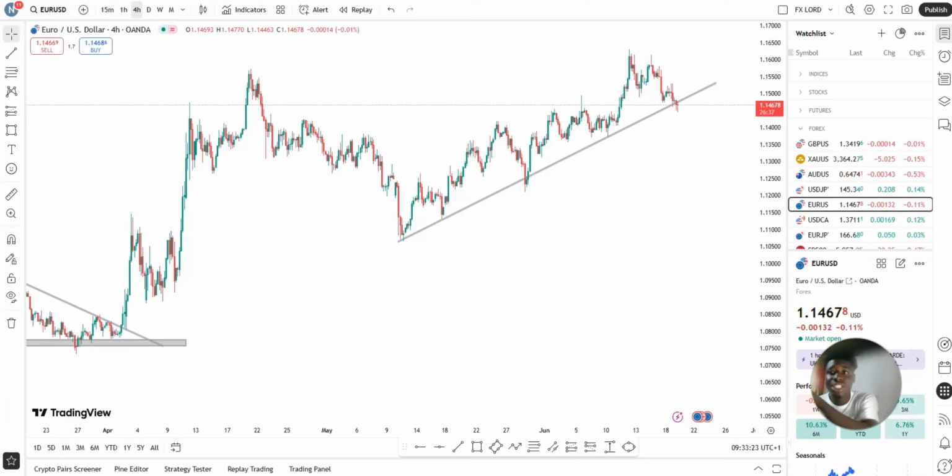When the market is in a sideways market, we don't mostly call it a sideways market. We call it a ranging market. When the market is just going sideways, it does not go up, it does not come down. That's a ranging market, right?